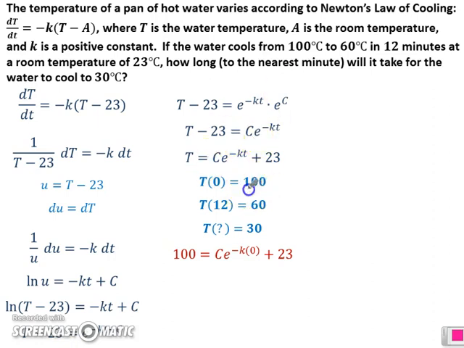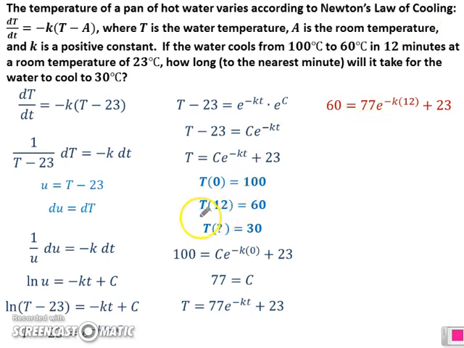So big T equals 100, little t equals 0 here. So that is e to the 0 power. This whole thing just equals 1. And if you subtract 23, you end up with c times 1 equals 77. So now we have c. We know what c is. Let's go back to this equation and replace it. Okay, so our next step is to find k.